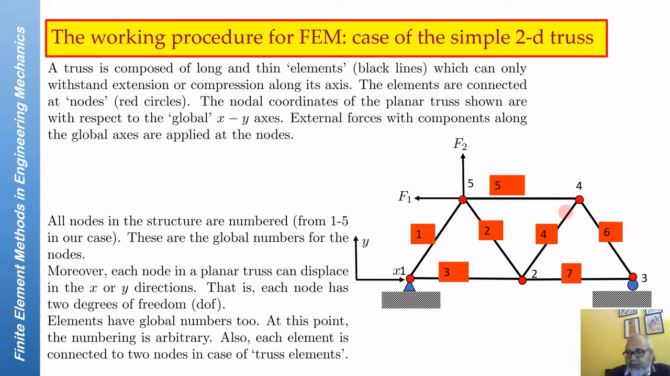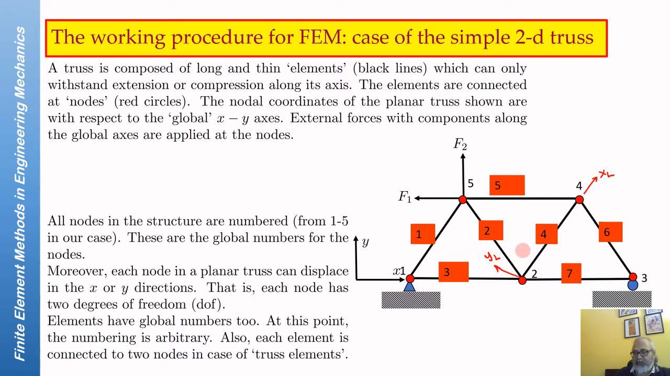So I have first calculated the element stiffness matrix in the local coordinate system for element number 4. The local coordinate system was this. And then I have transformed this element stiffness in the local coordinate to an element stiffness in the global coordinate for element number 4. And I have said that we will do that for each and every element.